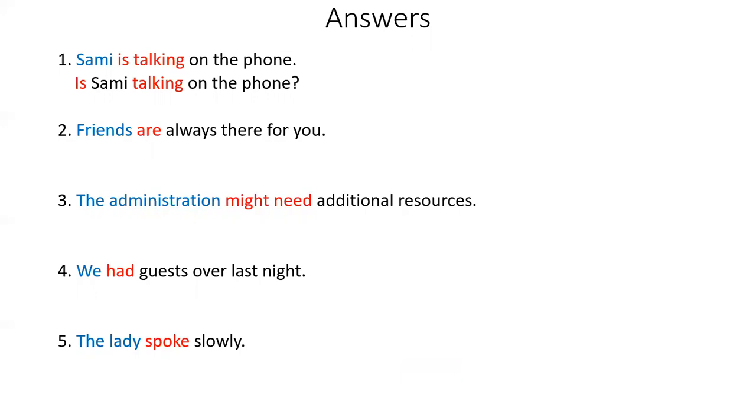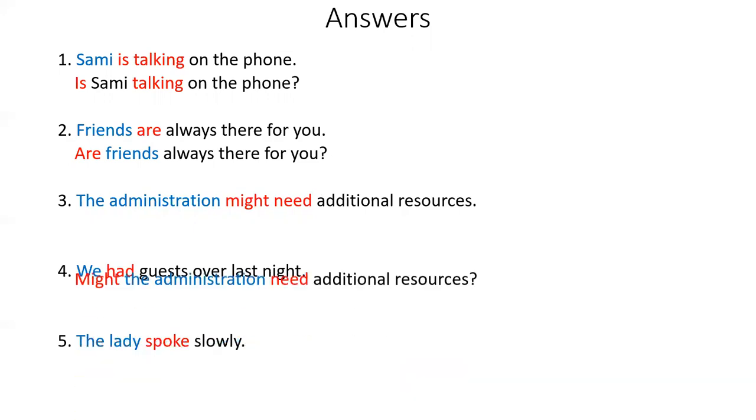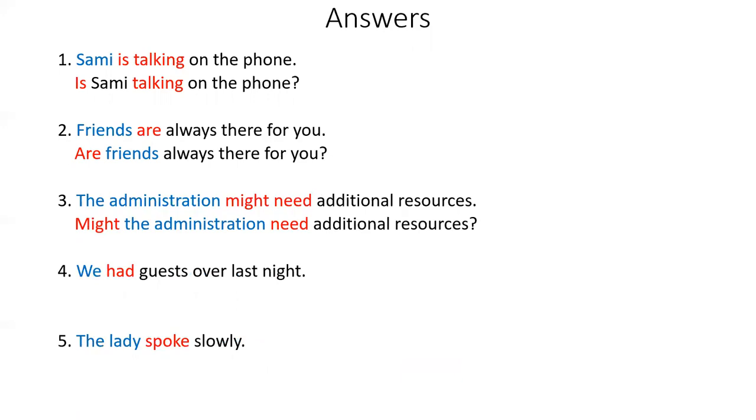Second sentence, friends are always there. Are friends always there for you? The administration might need additional resources. Might the administration need additional resources?